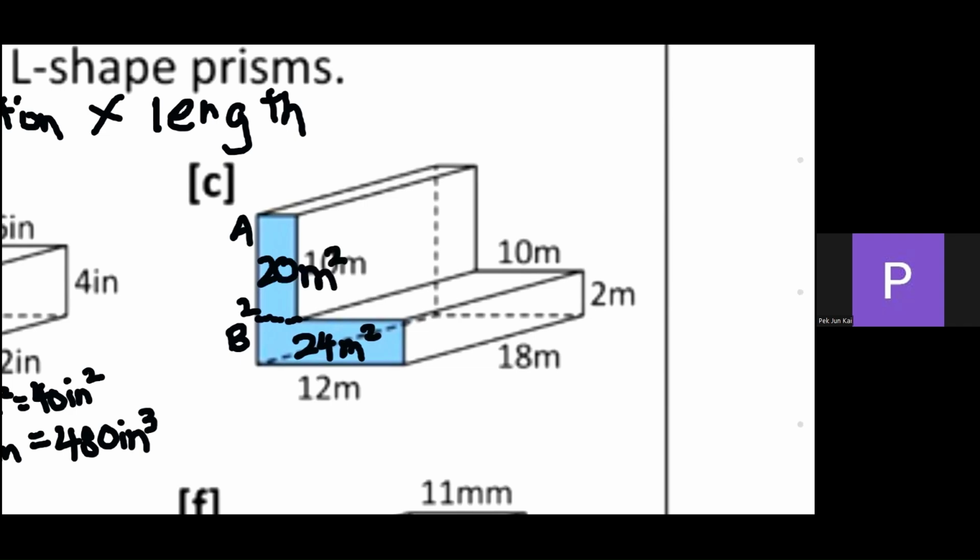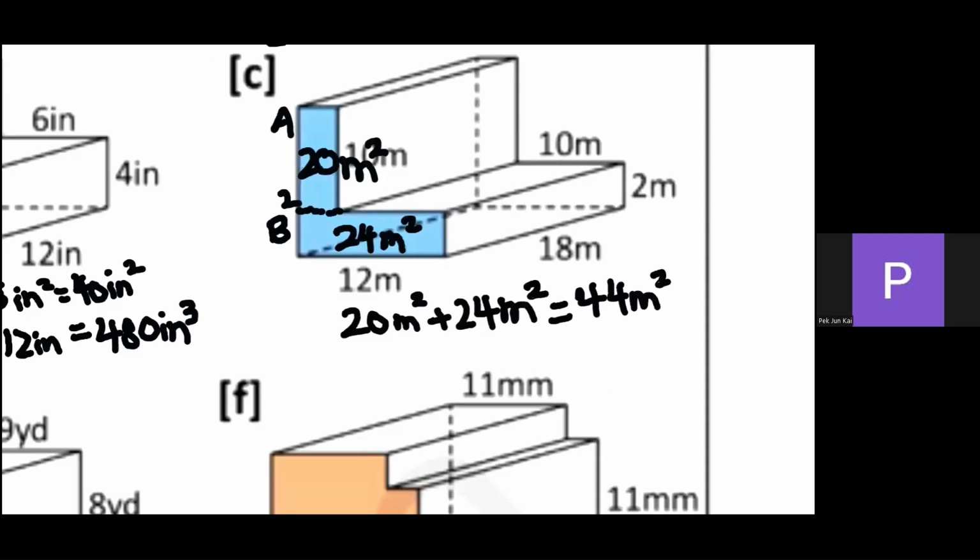So 20 meters square plus 24 meters square, we would get 44 meters square. 44 meters square times the length 18 meters, we would get 792 meter cube.